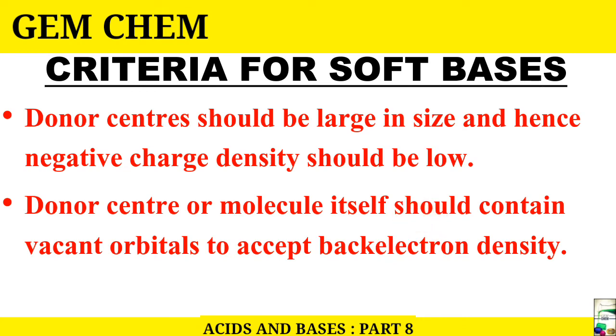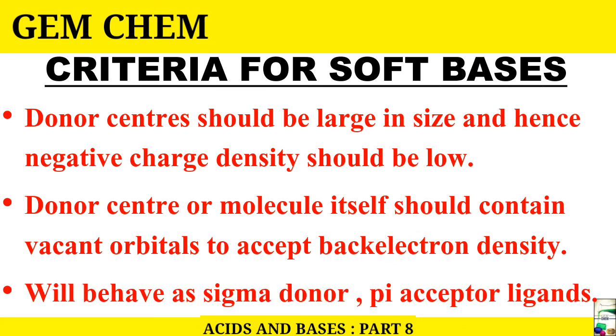Now, if it has a vacant orbital, then it can behave as a sigma donor, that is, it will donate electrons from sigma orbital, whereas it can accept electrons in pi orbital, so it is known as a pi acceptor ligand. So together they are known as pi acidic ligands.